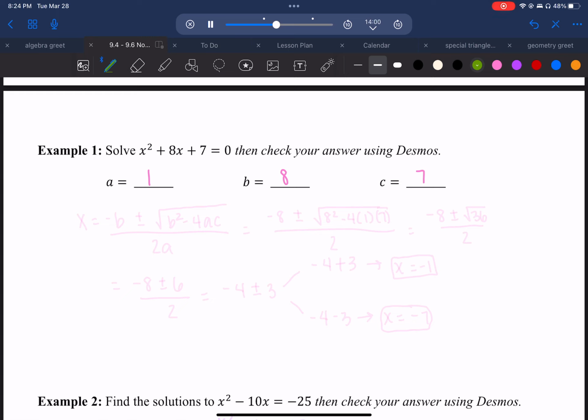So we then want to take our quadratic formula, which is x equals -b plus or minus the square root of b squared minus 4ac all over 2a. And this now equals -8 plus or minus the square root of 8 squared minus 4 times 1 times 7 all over 2 times 1, which is just 2. So I'm just going to write 2.